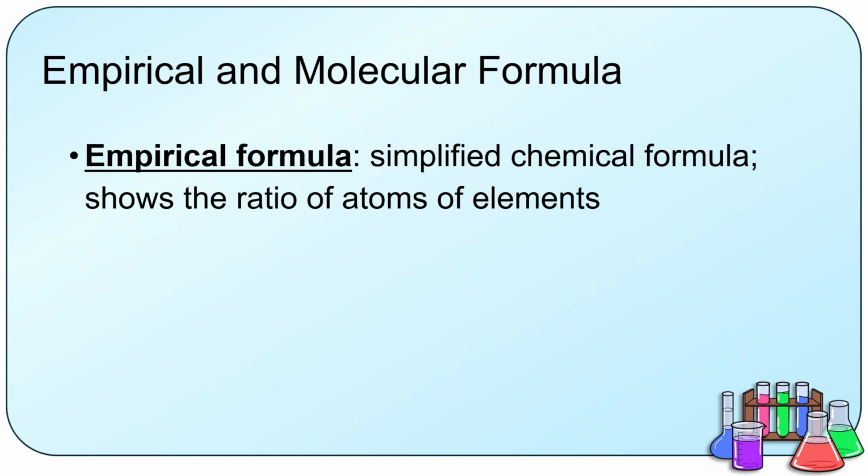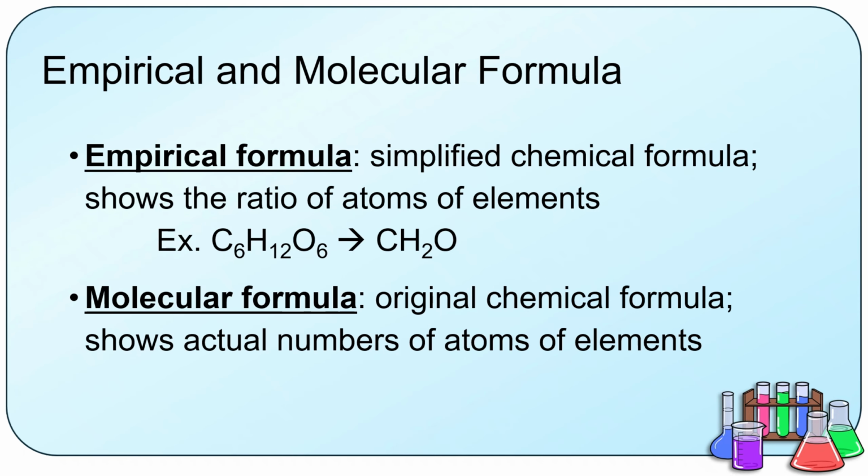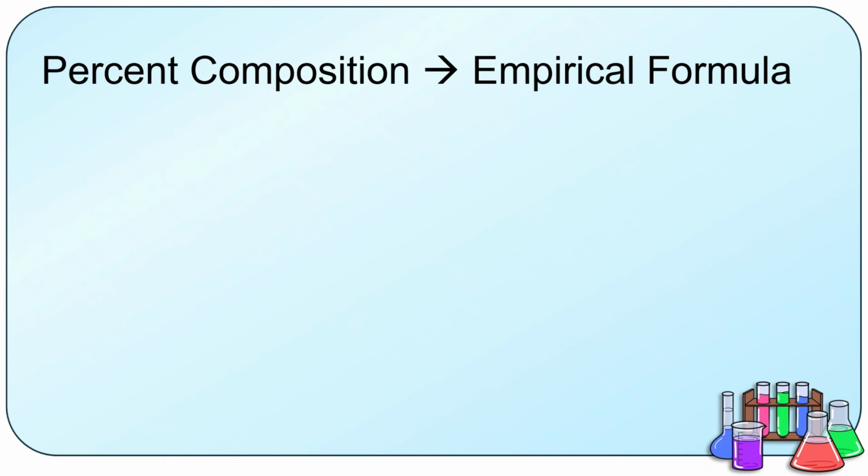The empirical formula of a compound is the simplified chemical formula. It shows the ratio of atoms in a compound. For example, glucose has the chemical formula of C6H12O6. The empirical formula, or the simplified formula, is CH2O. The molecular formula is the original chemical formula. It shows the actual numbers of atoms in a compound. The molecular formula for glucose is the original C6H12O6.